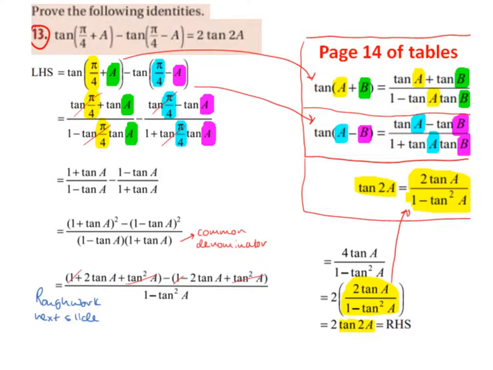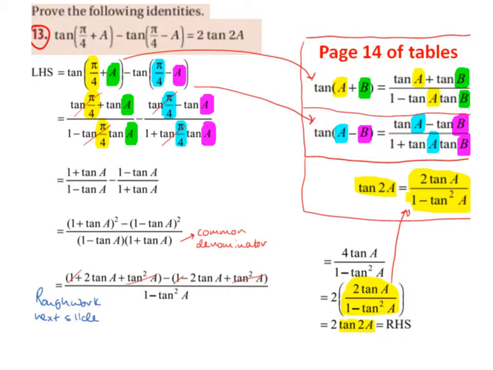We can simplify a bit more. 1 minus 1 will cancel, and tan squared A minus tan squared A will cancel, leaving us with 2 tan of A minus minus 2 tan of A, which is 2 tan of A plus 2 tan of A, which is 4 tan of A, and that's still all over 1 minus tan squared A. And the rough work for that is on the next slide. So we have 4 tan of A divided by 1 minus tan squared A.